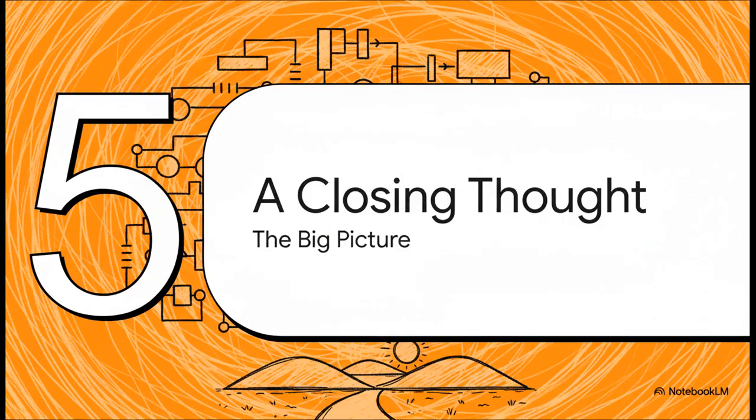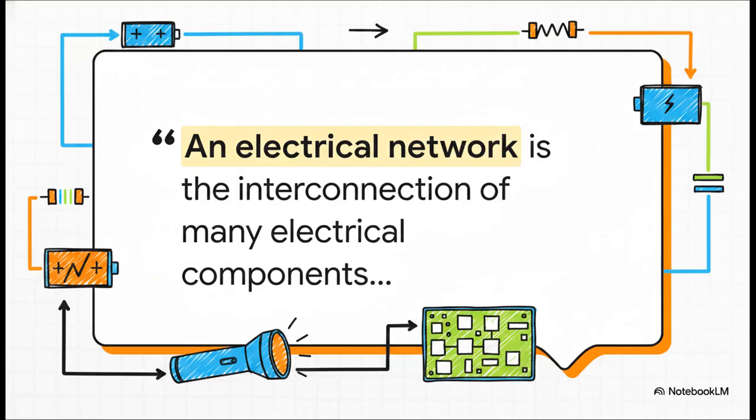Finally, let's wrap up with section 5, a peaceful closing thought. We've definitely covered a lot of ground today, but hopefully the whole thing feels a bit less intimidating now. Let's just zoom out from the individual formulas and parts for a second and look at the system as a whole. Our source notes feature this incredibly grounding quote. An electrical network is the interconnection of many electrical components, such as sources, resistors, inductors, and capacitors. And really, that's all it is.